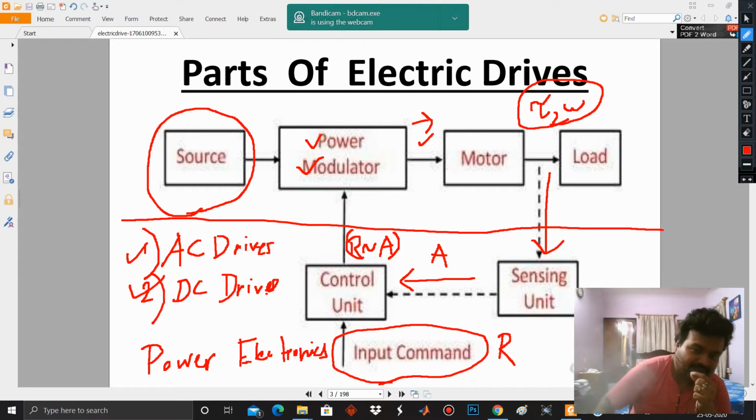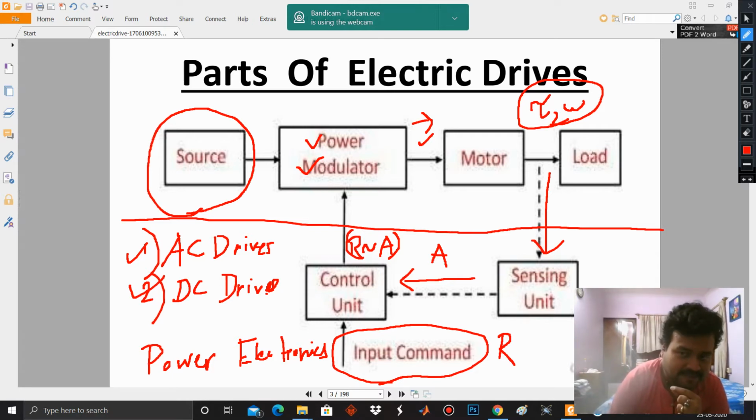What is it trying to say? It is trying to say to the power modulator that now you alter your power or change your power exactly proportional to the difference of R and A, so that you can provide that output to the motor, and taking that output as input, the motor will give you the desired torque and speed. I hope I made it very clear.